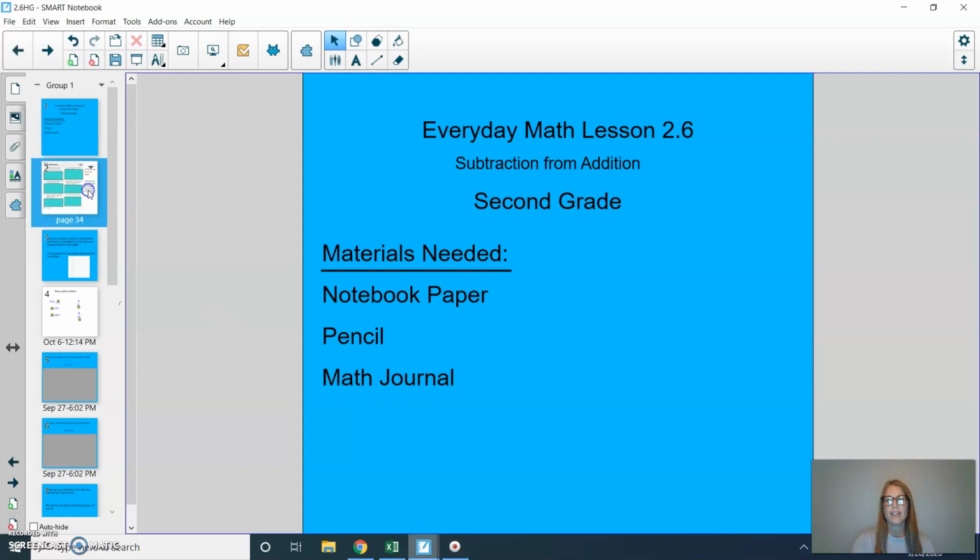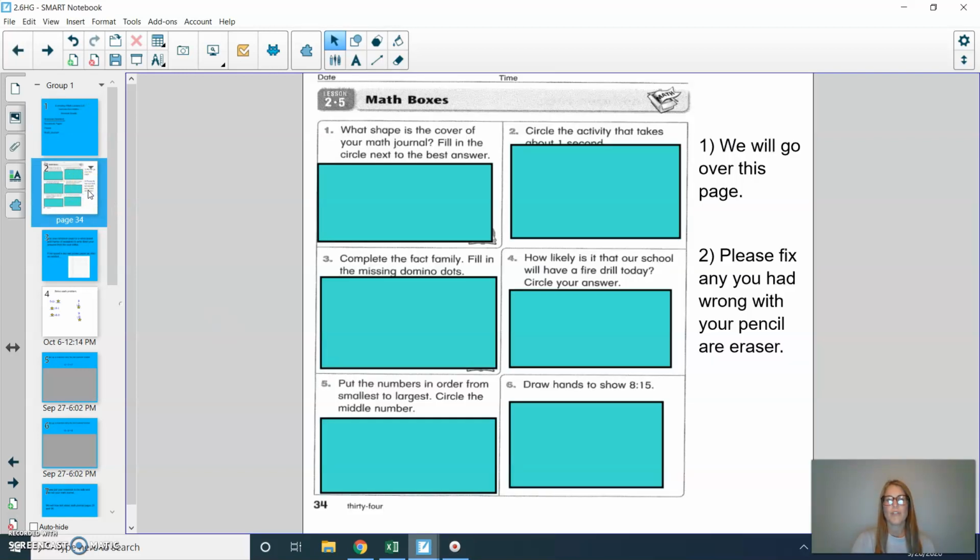Let's get started. The first thing that we're going to do is go over our math boxes from the previous lesson. So this is Math Journal page 34. If you're noticing that you have any mistakes, please fix those with your pencil and eraser.